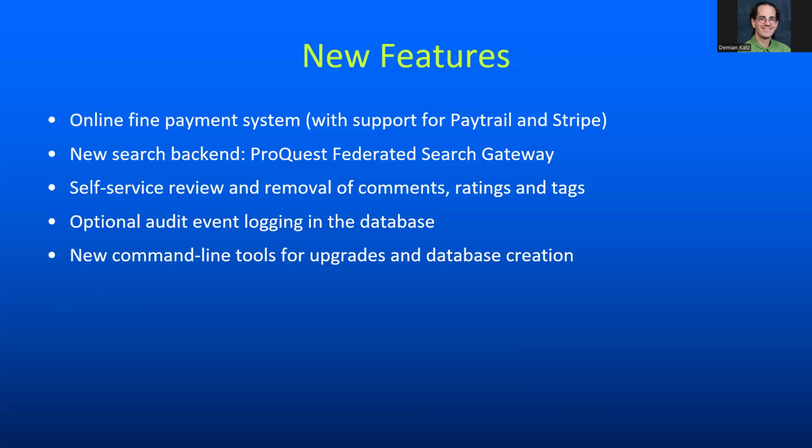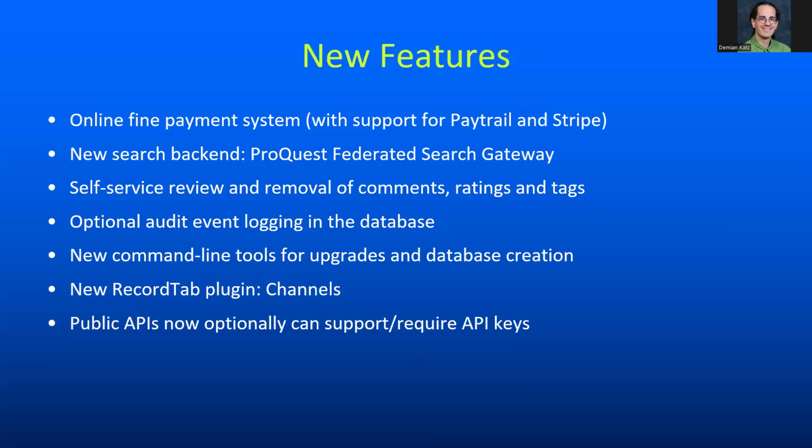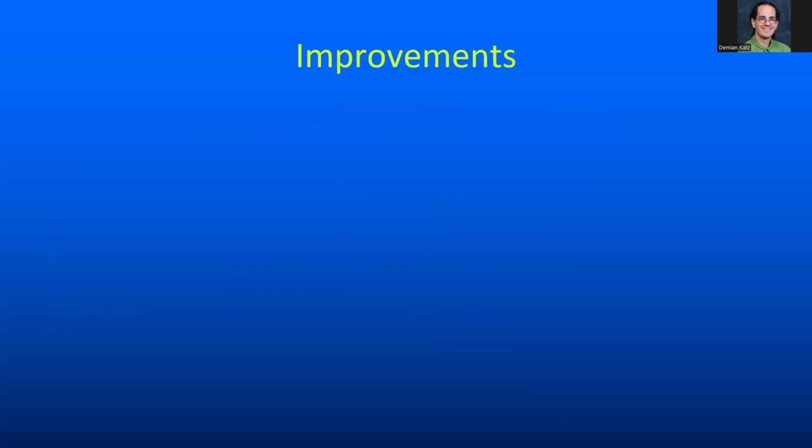We've added new command line tools for upgrading the system and creating the underlying database, which makes it easier to set things up without having to go through web-based tools, though those tools still exist. We've added a new record tab plugin to make it possible to embed channels into record pages, which adds a bit more flexibility in the way things are displayed. We've added API keys to our public APIs, so you don't have to turn this on if you want to keep things fully open, but if you want to control access to the way people use VuFind's APIs, you now have a mechanism for that.